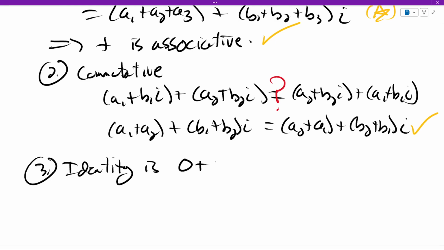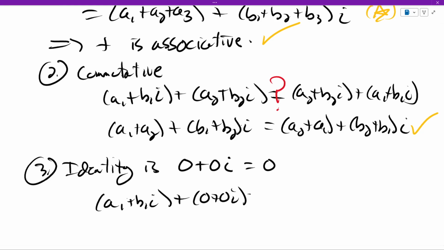Great. It's commutative. We need to check identity. And the identity is going to be 0 plus 0i, which we normally just write as 0. It means the same thing. But let's keep it as 0 plus 0i for the moment. What does it mean to be the identity?